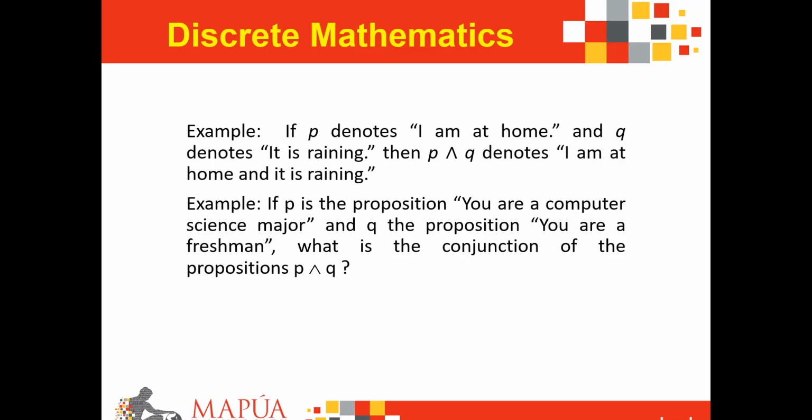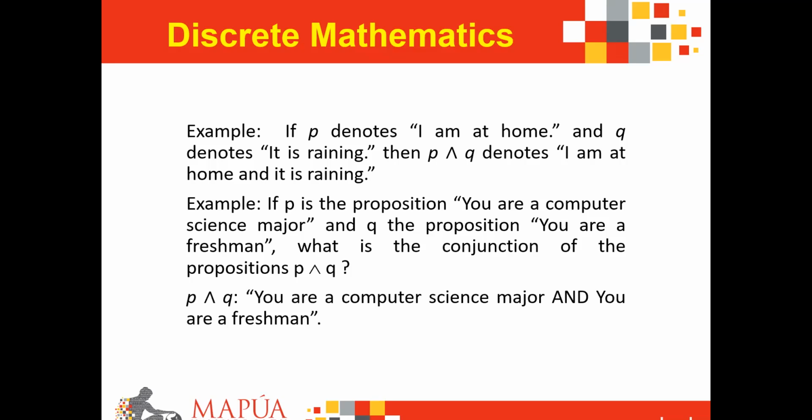What if your proposition P denotes you are a computer science major and your proposition Q denotes you are a freshman? If you apply the conjunction connective on these propositions, you'd end up with you are a computer science major and you are a freshman.